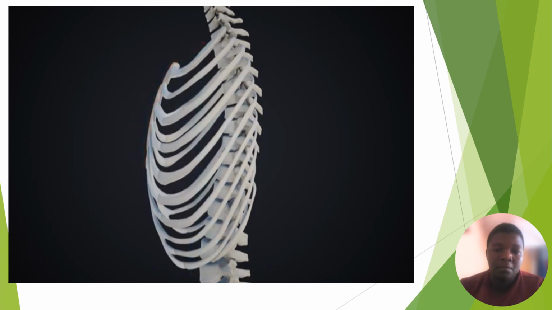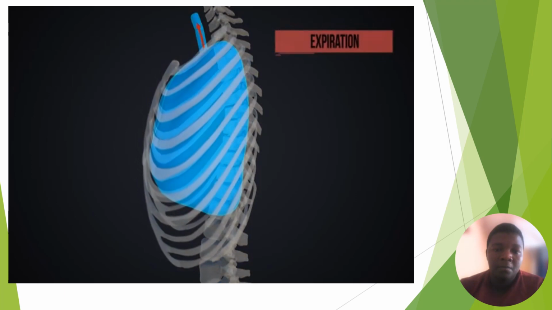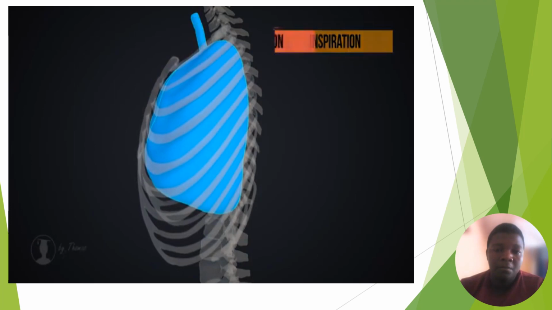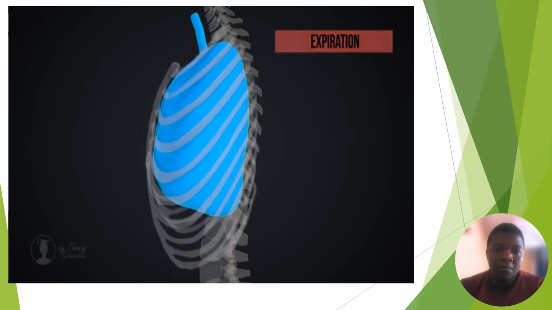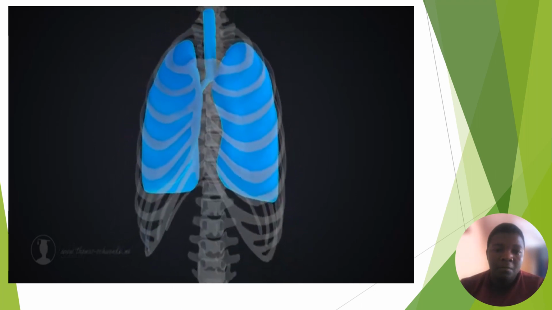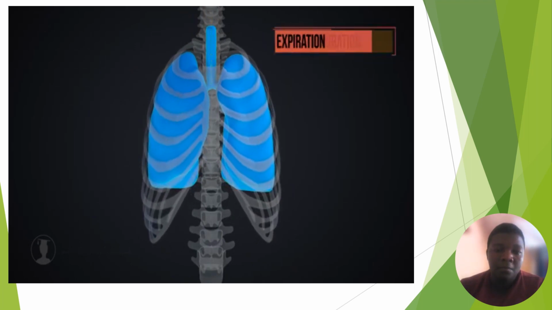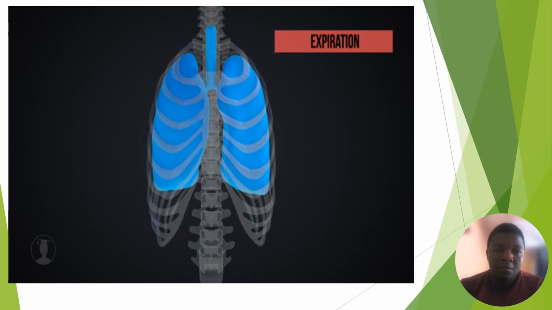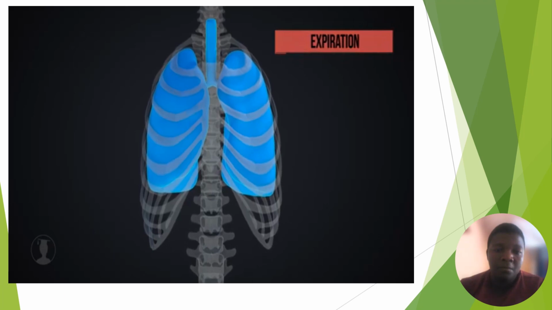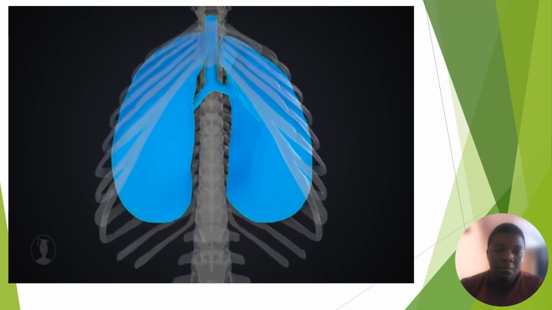When the lungs inflate, negative pressure is created in the lungs and we breathe in. When the lungs deflate, positive pressure is created and air is forced out of our lungs. We breathe out. Inhalation, exhalation. Here we can see the inhalation and exhalation process from below.